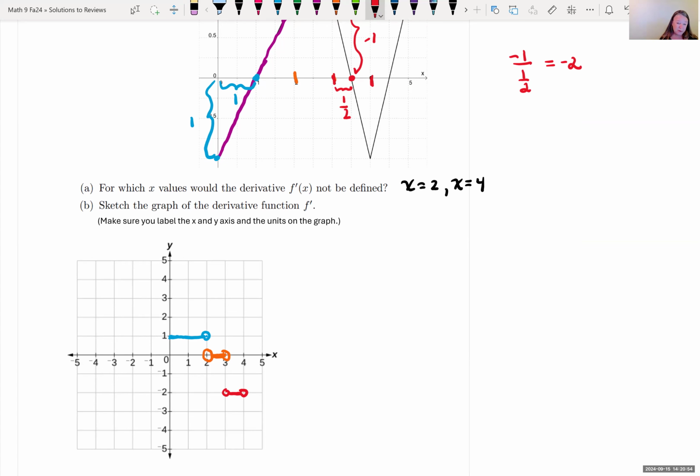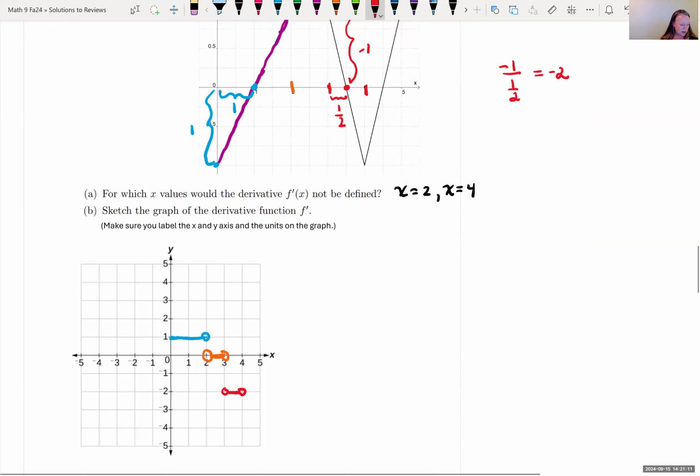So notice I have been putting open circles on those values, and that's because our derivative doesn't exist at those sharp corners. And we're graphing these derivative functions, so we want to put an open circle there, meaning it's not included.